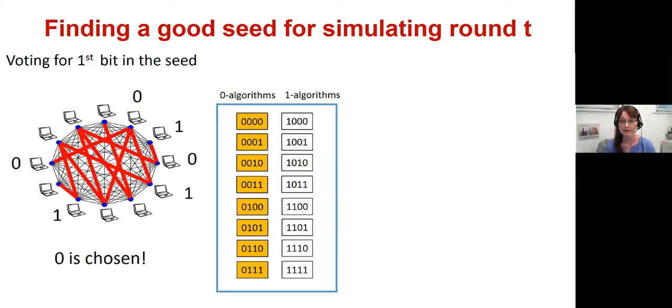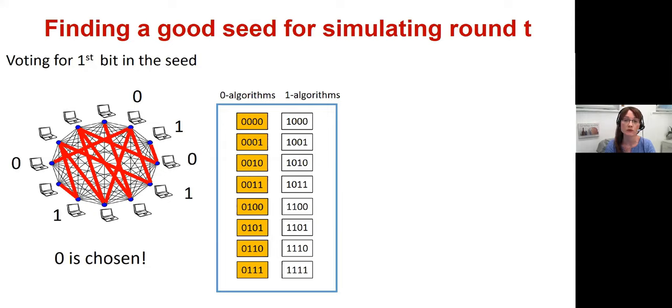So now we can think about that as a voting process. All the nodes think in their head, what would be my fate if the first bit in the seed is 0? Half of the deterministic algorithms are going to behave like that. And they are going to compare their fate in this class of algorithms with the setting where the first bit is one, and they are going to cast their vote for their preferable bit.